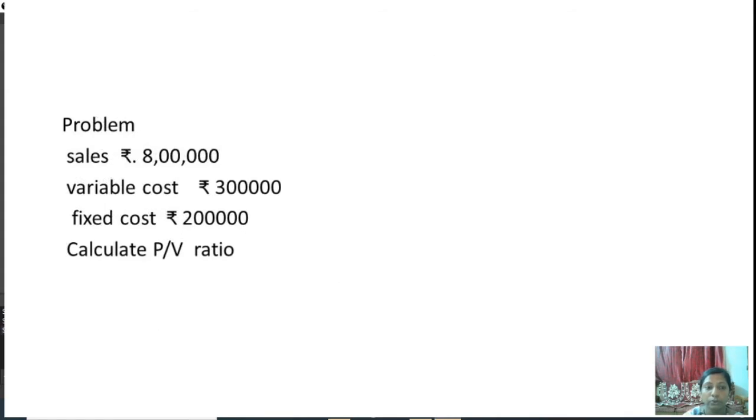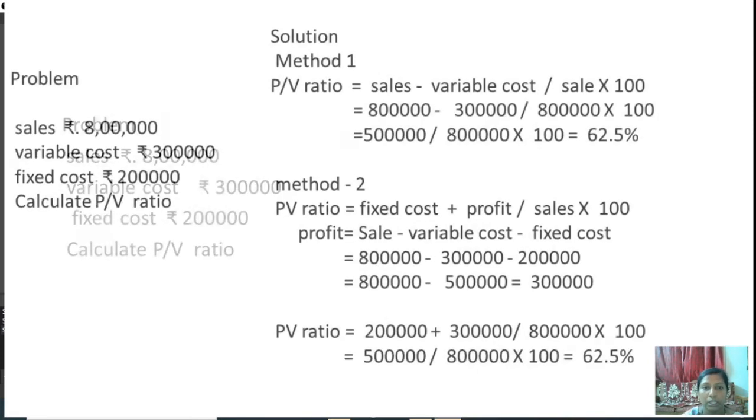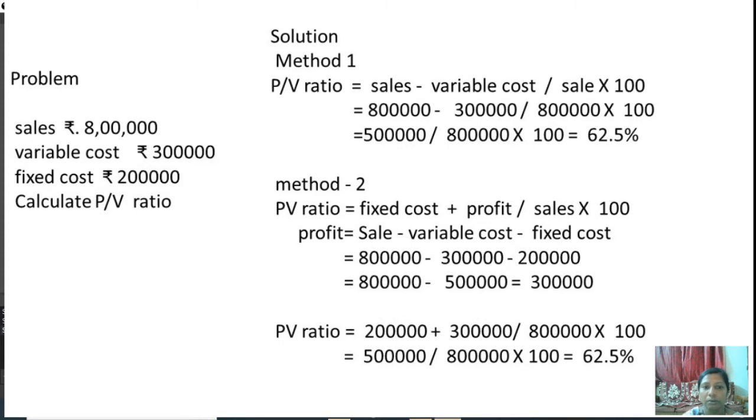Now we see the problem. The problem says: sales rupees 8 lakh, variable cost rupees 3 lakhs, fixed cost rupees 2 lakh. Calculate PV ratio. Using the sales, variable cost and fixed cost information, we calculate the PV ratio. Now the solution. Here I solved this problem in two methods.